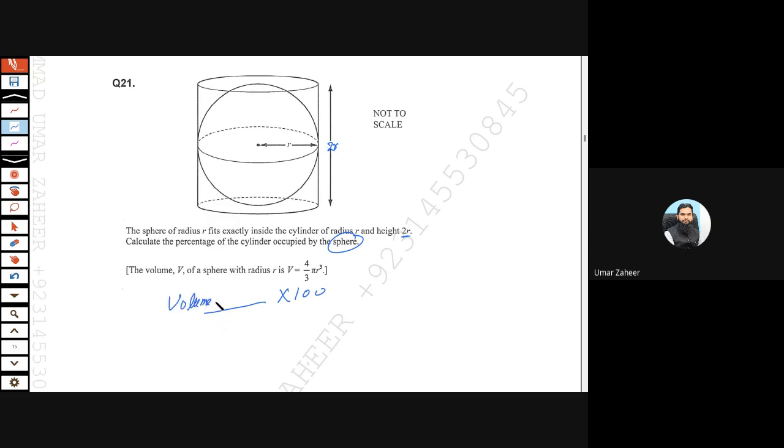So in the numerator, we have to take the volume of sphere divided by the volume of cylinder. I have to write this statement from here because he said that you have to calculate the percentage of the cylinder occupied by a sphere. So it is volume of sphere divided by volume of cylinder multiplied by 100. It is clear?